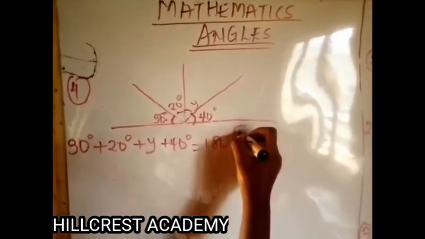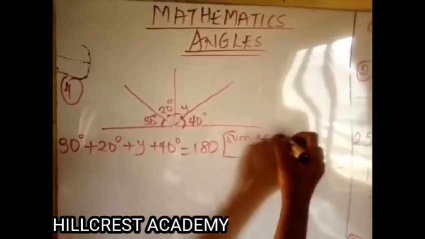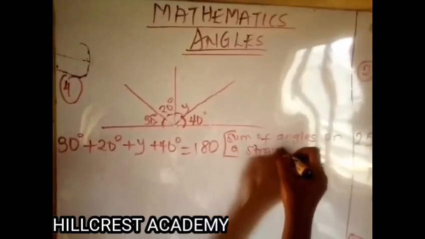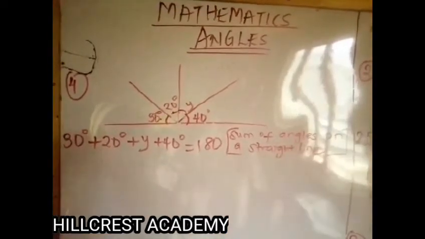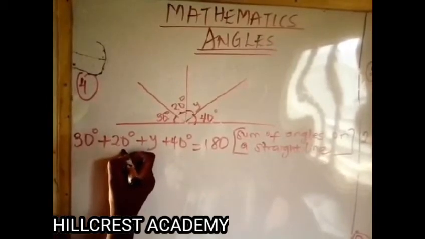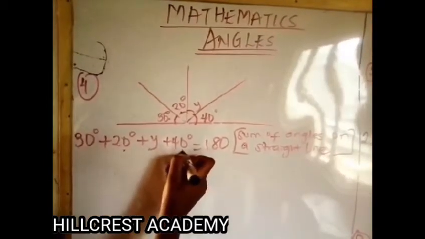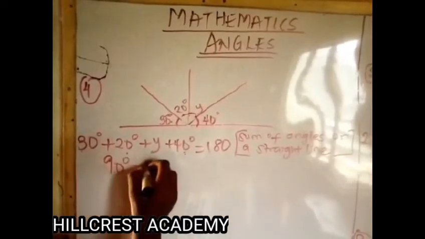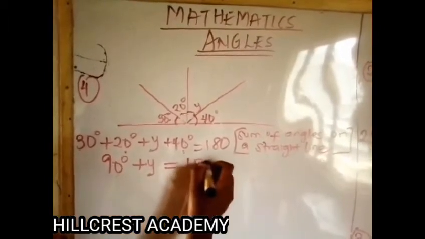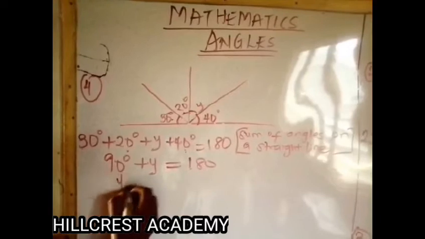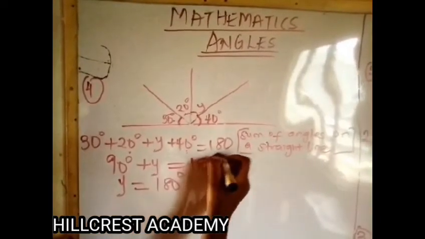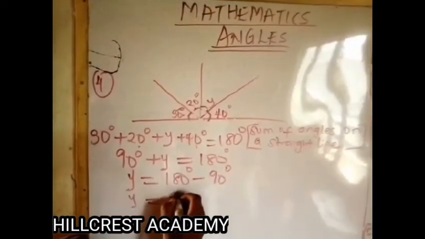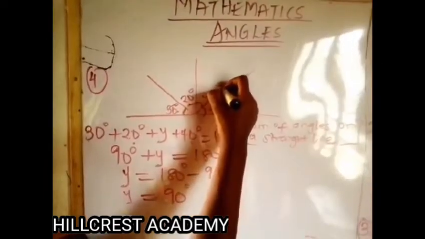You must state your reasons anytime you solve. Sum of angles on a straight line. So I need to add 30 plus 20 degrees, which is 50 degrees. 50 degrees plus 40 degrees is 90 degrees. So I have 90 degrees plus y is equal to 180. When I make y the subject of the formula, I have y is equal to 180 degrees minus 90 degrees. So y is equal to 90 degrees. So my y here is 90 degrees.